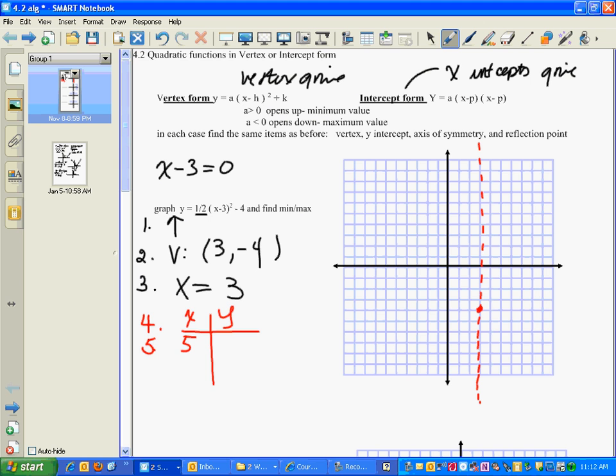And then what do I do next? I get 4, and then times 1/2, and I get back down to 2, and then subtract 4, and I get -2. So my next point that I'm going to graph is 5, -2. And where do you think this reflection point is going to be then?